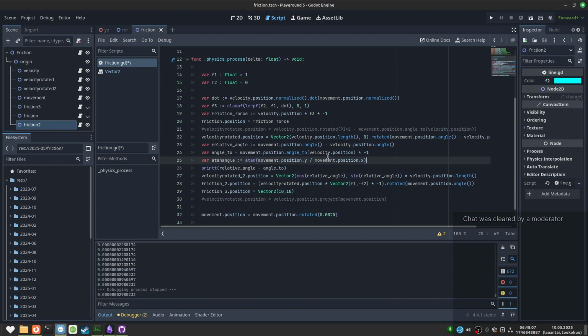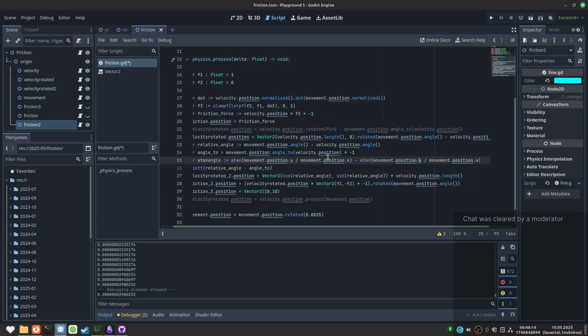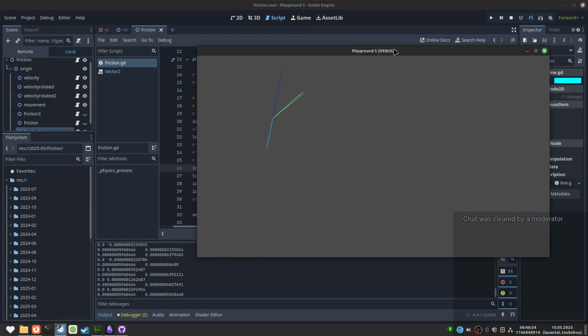Do that minus, then we need this, but with velocity. There we go. And we're pointing the same direction. It's basically the same, aside from any floating point errors.